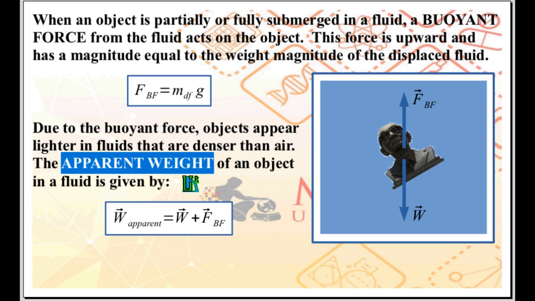So note, we have the apparent weight, which is different from the actual weight of the object. Apparent weight is basically the weight of the object plus the buoyant force coming from the fluid.